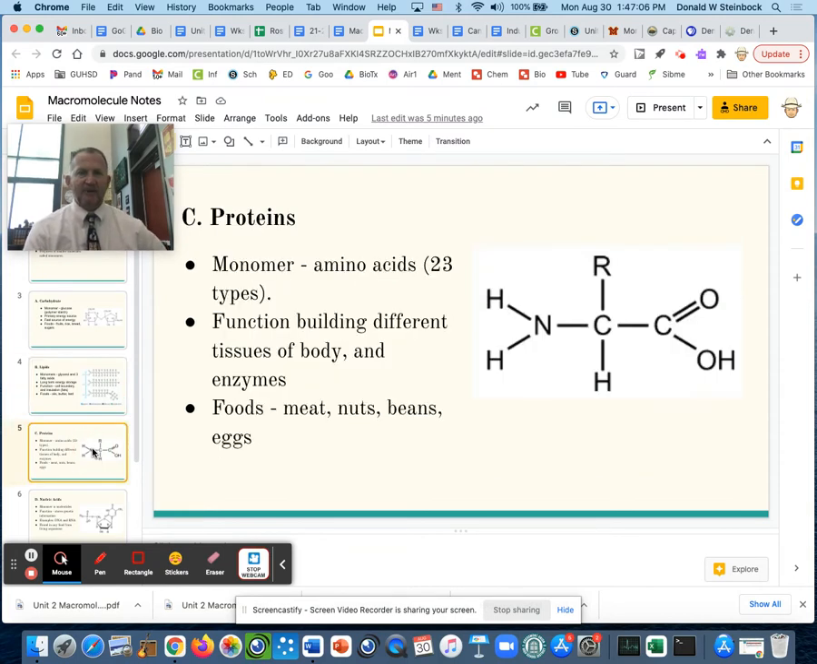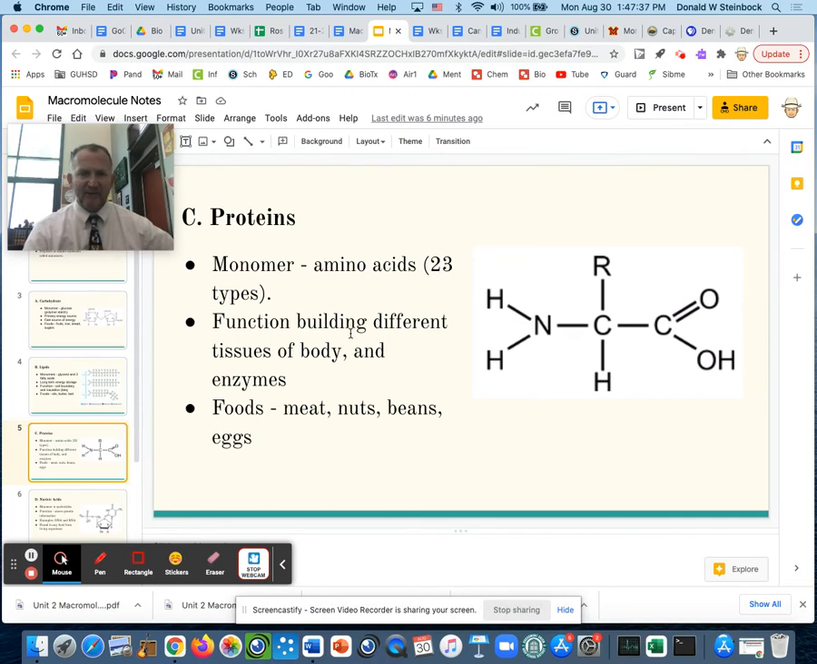All right, next macromolecule is proteins. Proteins are made up of a monomer called an amino acid. There are 23 amino acids, and most of those we get in our diet, but some of them our body has to make. This R doesn't represent an atom. It represents anything that can go there. There are different types of things that can go there. A hydrogen can go there. An OH group can go there. A CH3 can go there. So other molecules are attached there to make up those 23 amino acids.